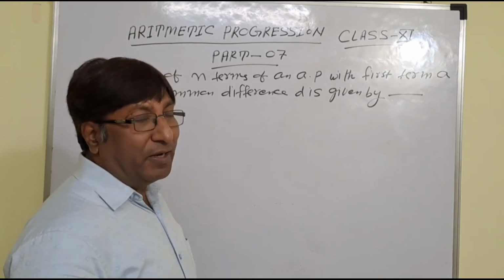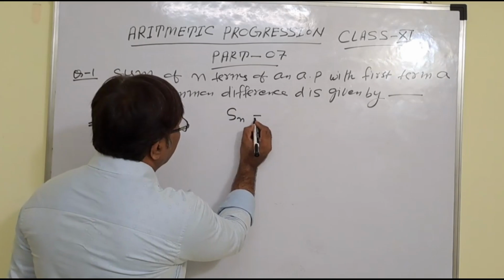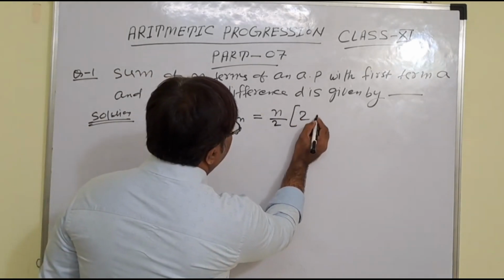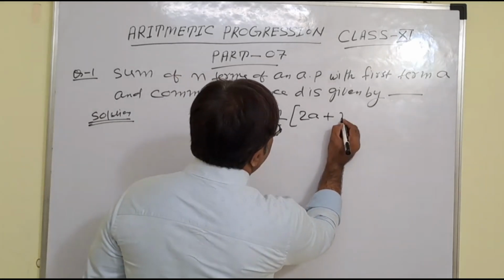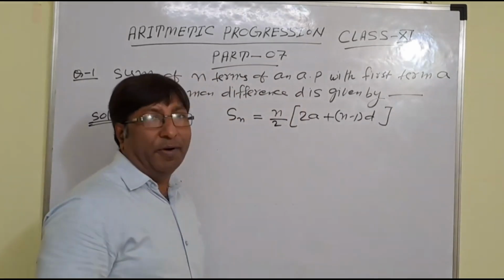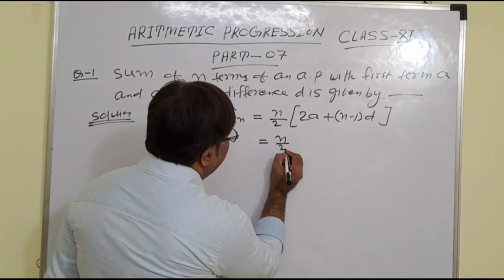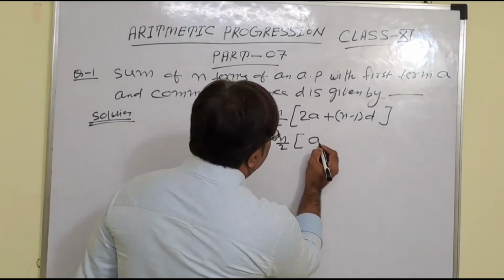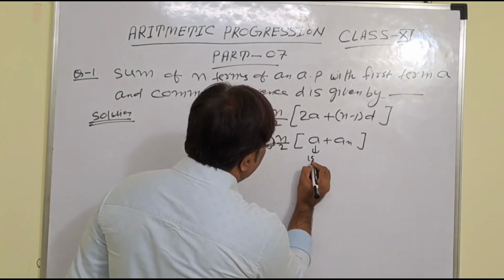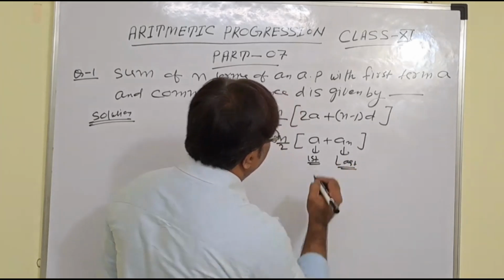So we have a simple formula. The sum of n terms of an AP is n by 2 multiplied by 2A plus (n minus 1) into D, where D is the common difference. You can use the other formula also, that is n by 2 into (A plus An). Here A is the first term, and An is the last term, right?